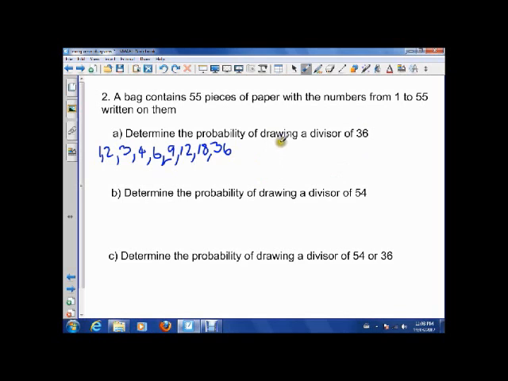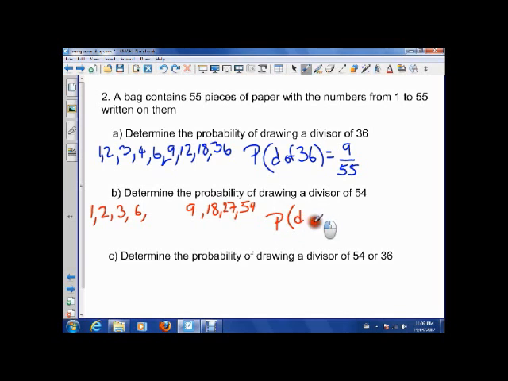So that means that the probability of drawing a divisor of 36 is 1, 2, 3, 4, 5, 6, 7, 8, 9 out of 55, because that's the number of choices. So 9 out of 55. Now I want to get the probability of drawing a divisor of 54. So that means that the probability of getting a divisor of 54 is 1, 2, 3, 4, 5, 6, 7, 8 out of 55.